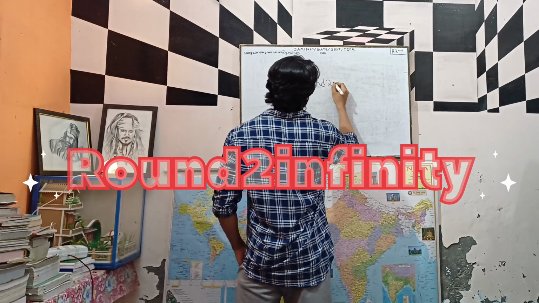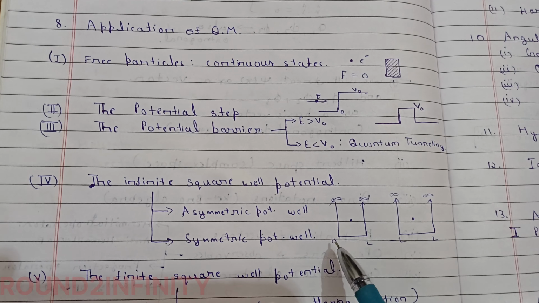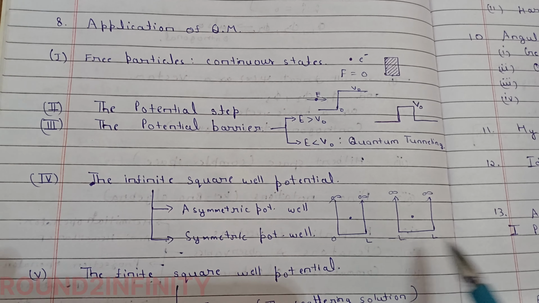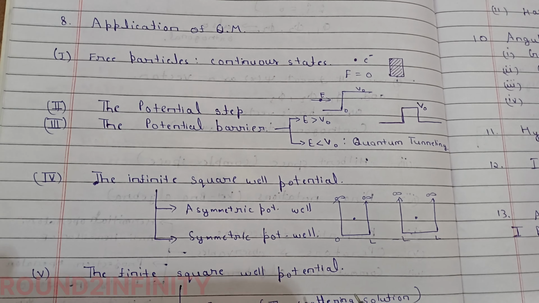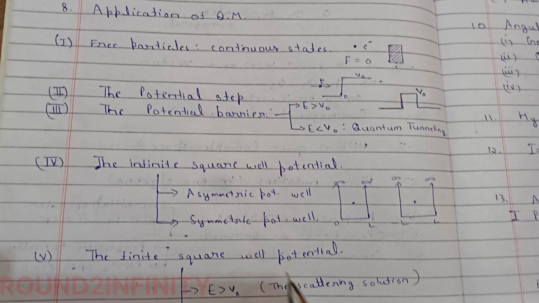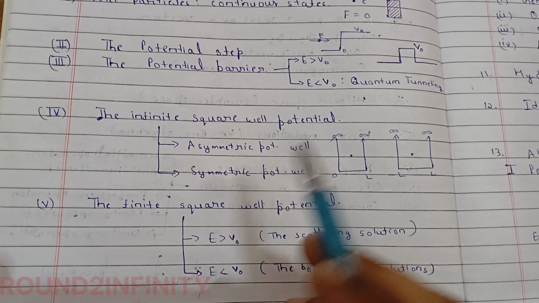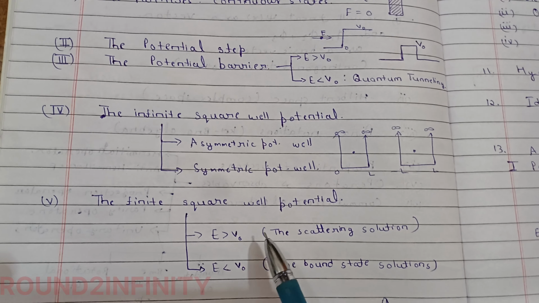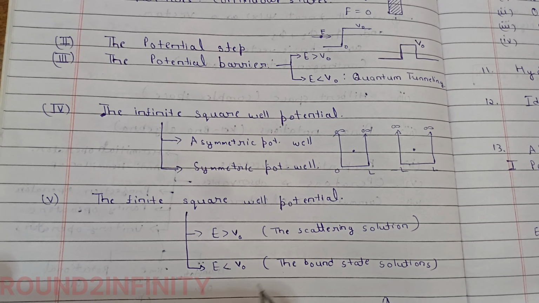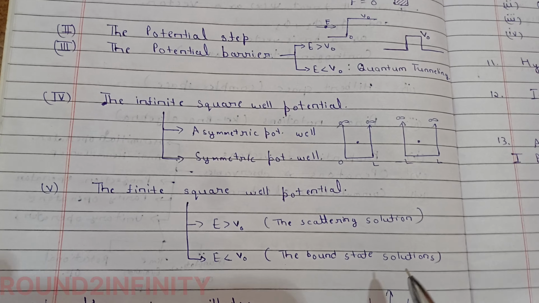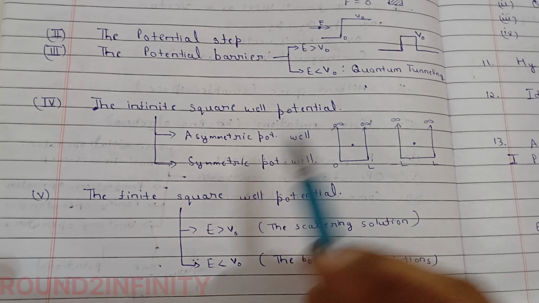Then in the applications we will see the infinite square well potential, which has the asymmetric potential well and the symmetric potential well. In the asymmetric one you have 0 to L, with infinity at the walls, then minus L to L for the symmetric potential well. Then we will see the finite square well potential. Here also in every case you have two types, energy greater than V naught and less than V naught. When energy is greater than V naught in the finite square well, we have the scattering solution, and the bound state solutions here. So we'll study this.